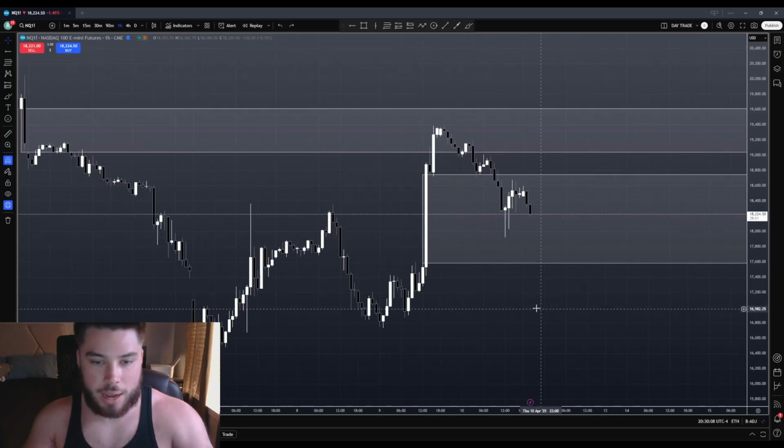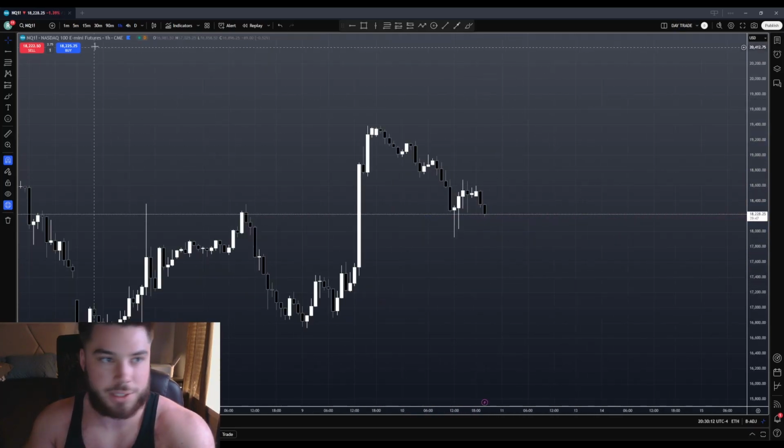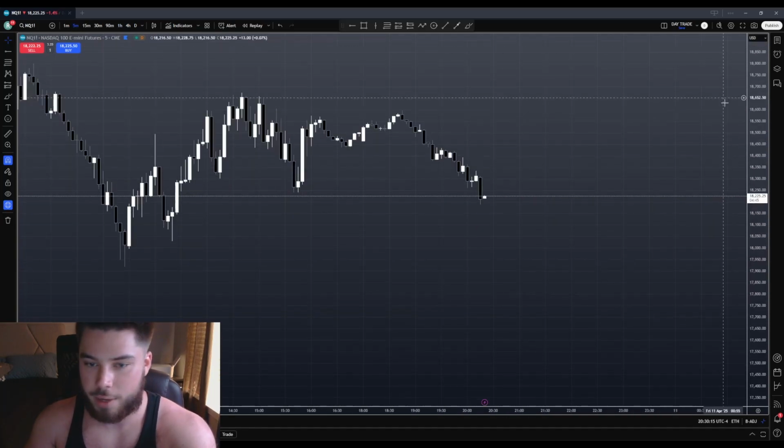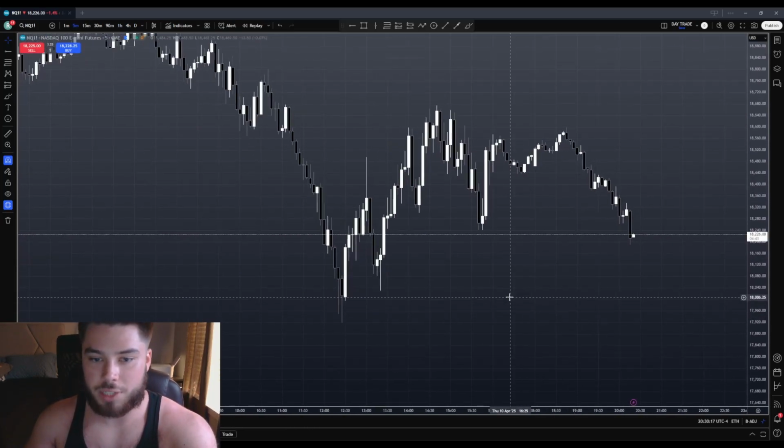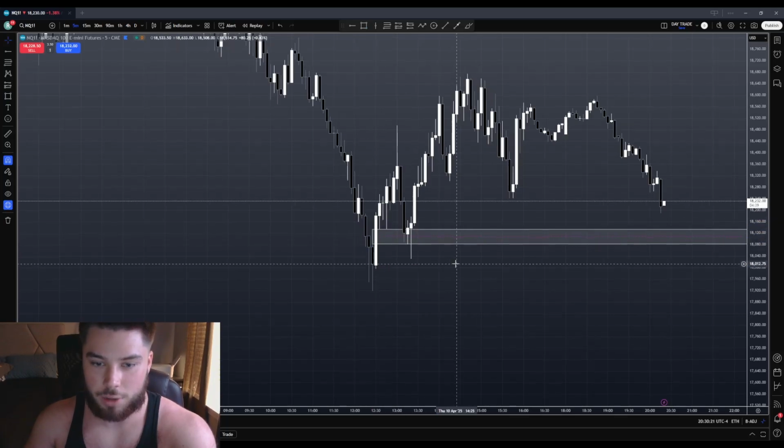Okay, and then low time frame fair value gaps. So I'm going to delete these for simplicity's sake and go to something like the 5 minute. So a low time frame fair value gap, let me find a good example. This right here is a great example. A low time frame fair value gap.